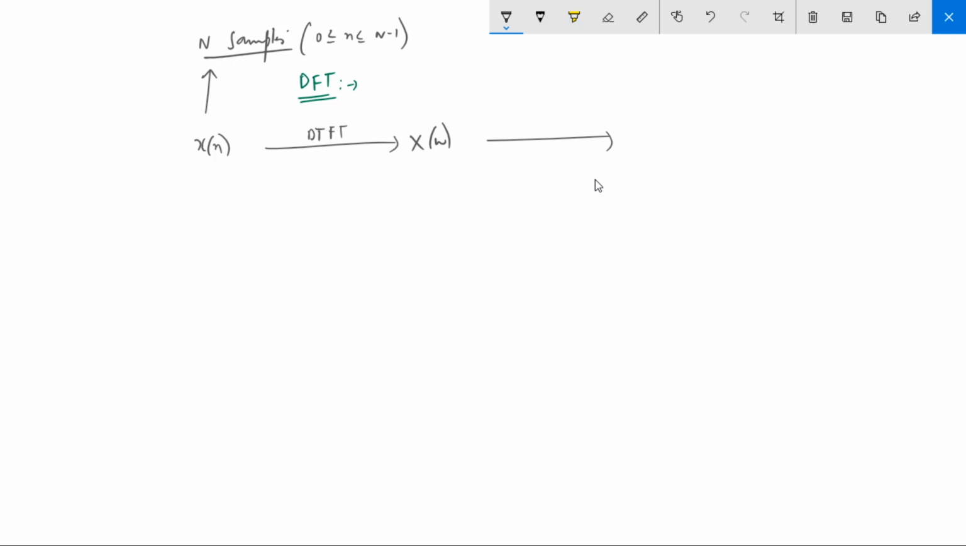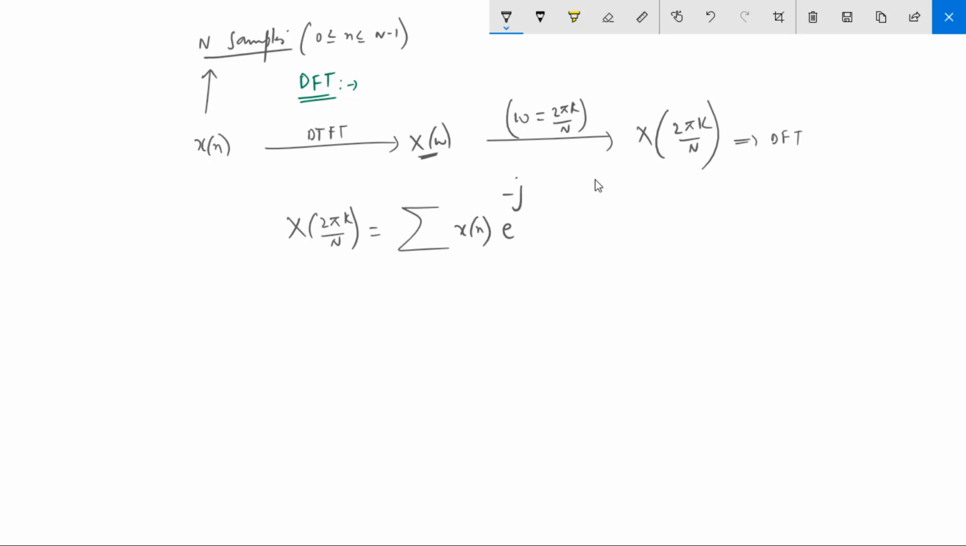When you take its DTFT, we get its discrete time Fourier transform, and then we have sampled it at frequencies that are multiples of 2 pi by n. We got X(2 pi k by n). These samples are basically called the DFT. So for the DFT, we have the equation X(2 pi k by n) equal to the summation of x[n] e raised to the power minus j 2 pi k n by n, where n is from 0 to n minus 1.